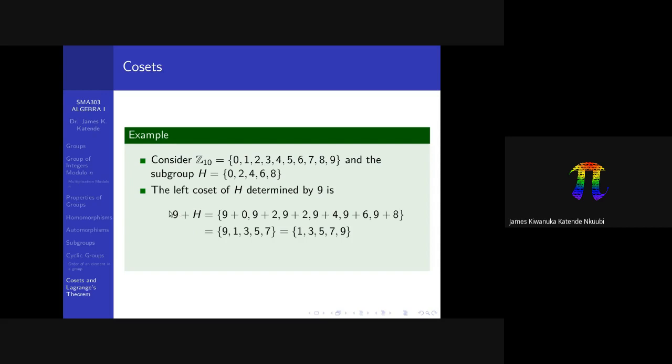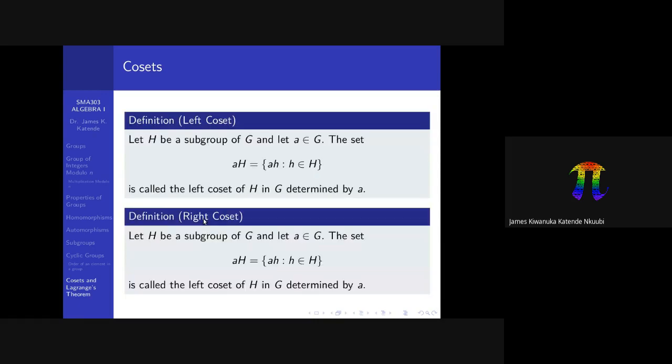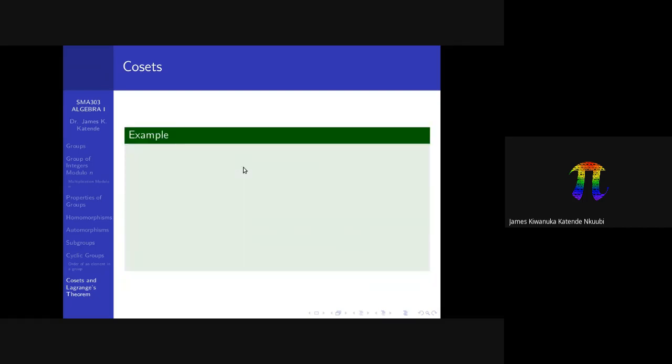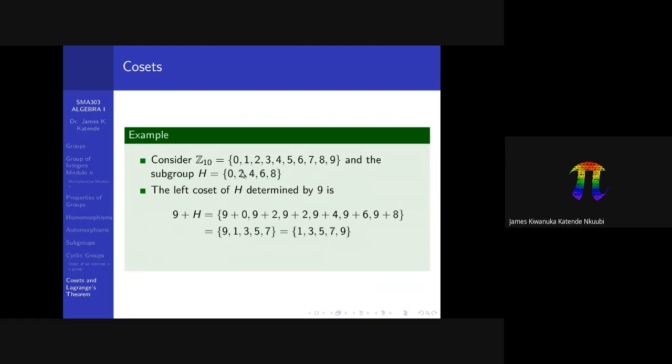Remember, the binary operation is addition. So that's why instead of 9H, you have 9 plus H. Because our binary operation is additive, the left coset will be written like this, 9 plus H. If you check the definition, we just wrote this as AH, because the assumption was the binary operation is written multiplicatively, so there's no operation between A and H. But if it's written additively, you put the operation plus here. So 9 plus H is the left coset of H in Z10 determined by 9.